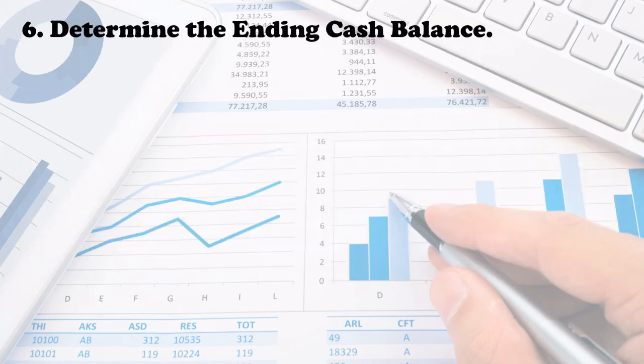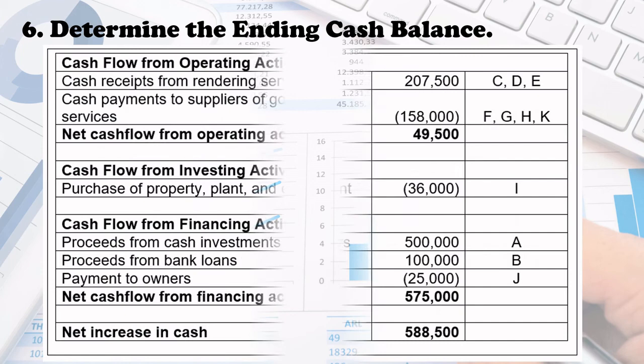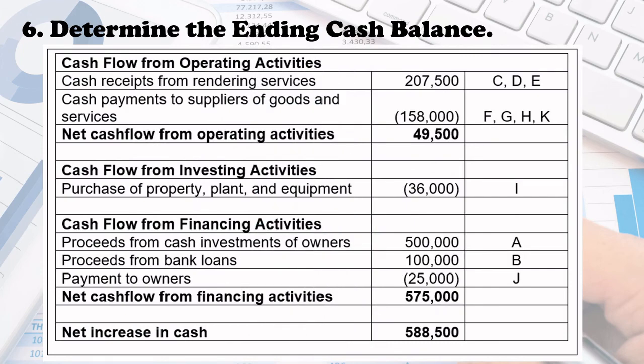Kumpleto na ang tatlong sections, so we can determine the ending cash balance. Lalagyan nyo yung title sa taas na cash flow from operating activities, then saka isa-isahin yung mga transactions. Lalagyan nyo rin yung net cash flow from operating activities. Yun yung total ng mga transactions under operating activities. Same goes with cash flow from investing activities and cash flow from financing activities. Add nyo yung mga totals and makukuha nyo na yung net increase in cash.